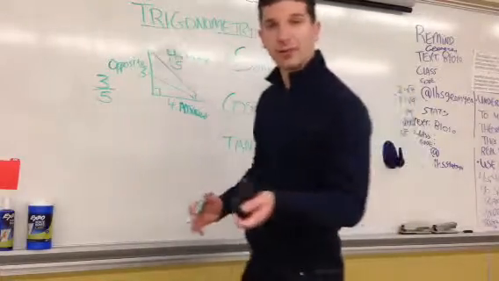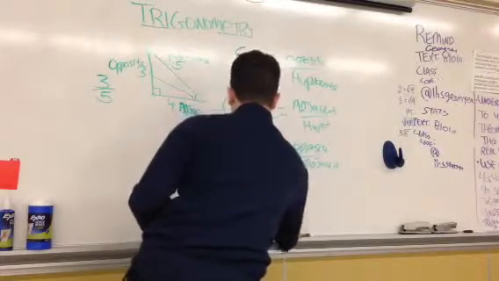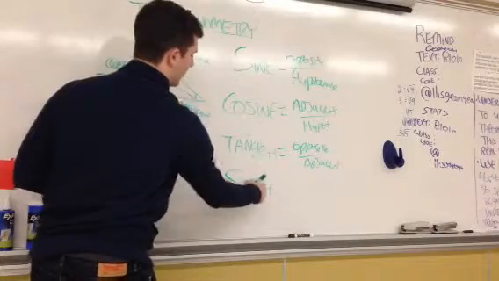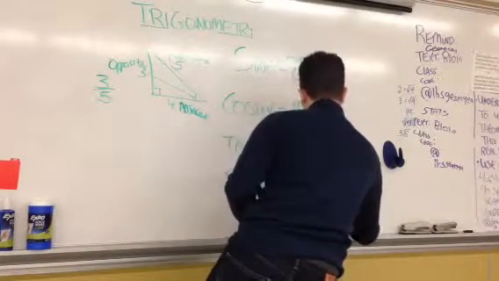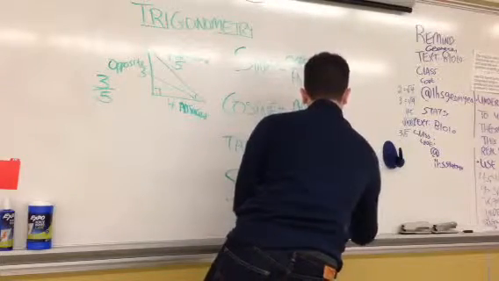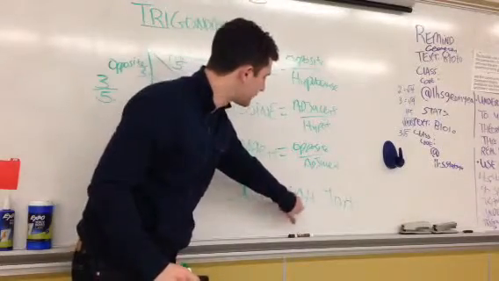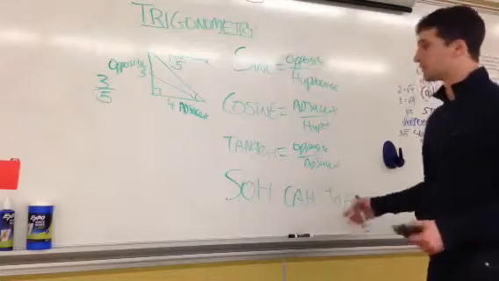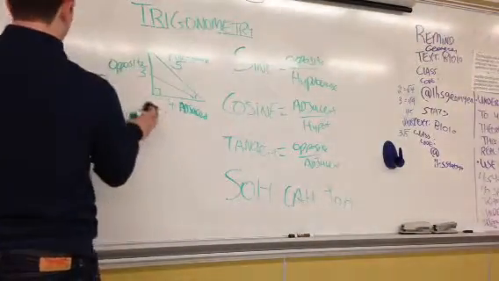Now an easy way to remember this is SOHCAHTOA. So SO, S-O-H, sine, opposite hypotenuse, CA, C-A-H, SOHCAHTOA. C is for cosine, which is adjacent over hypotenuse. T is for tangent, which is opposite over adjacent. Okay, so let's take a look at what we're talking about here.